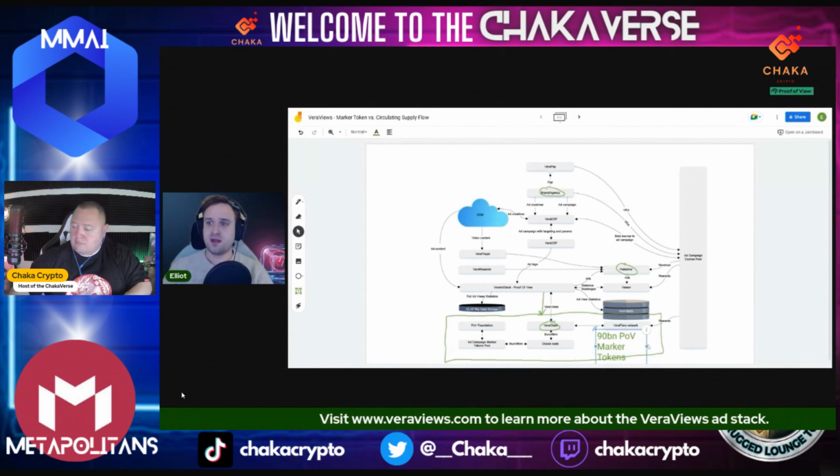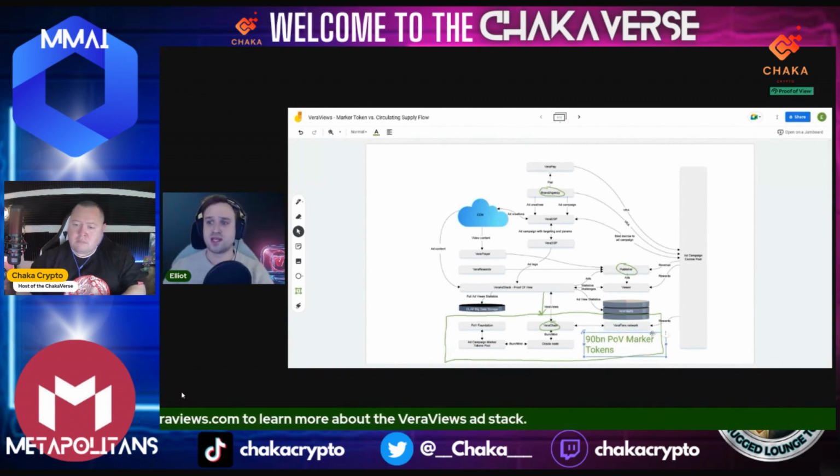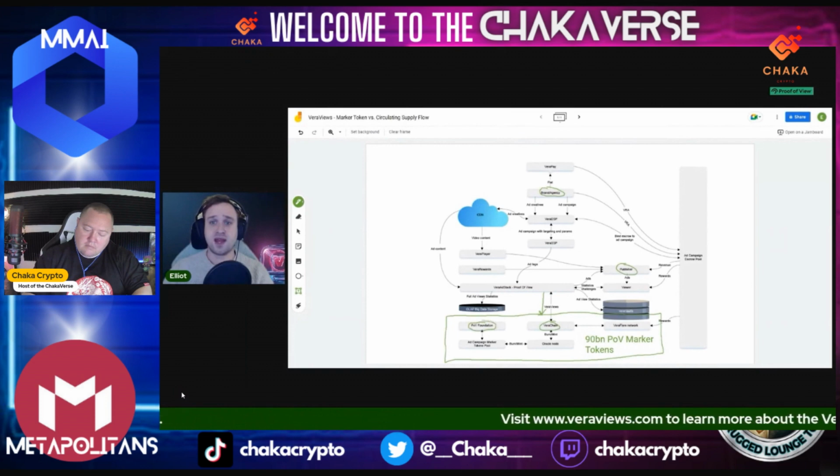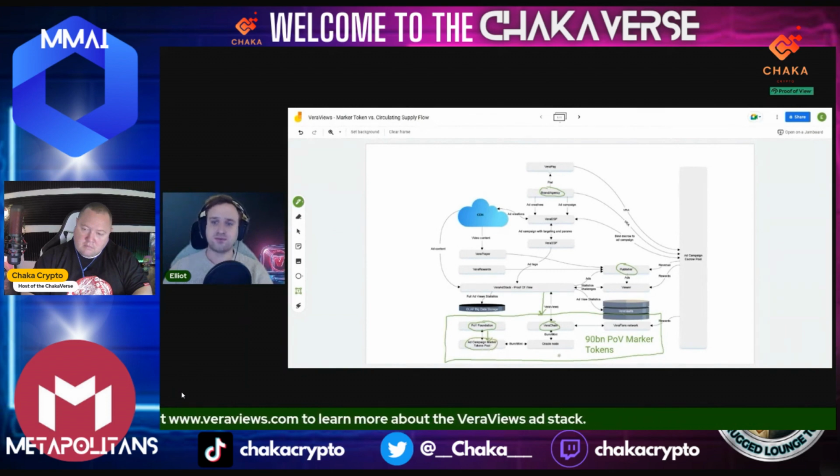Excuse my spelling. There are 90 billion Proof-of-View marker tokens in existence. These don't contribute to the circulating supply. Instead, they're minted from the Proof-of-View Foundation, and they make their way to ad campaign marker token pools.